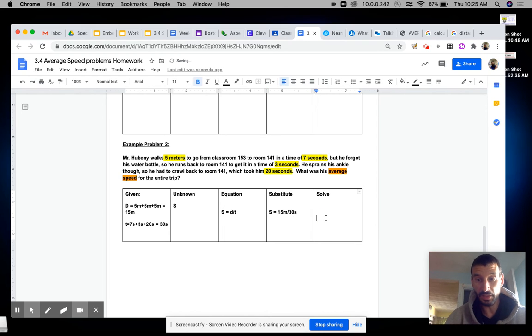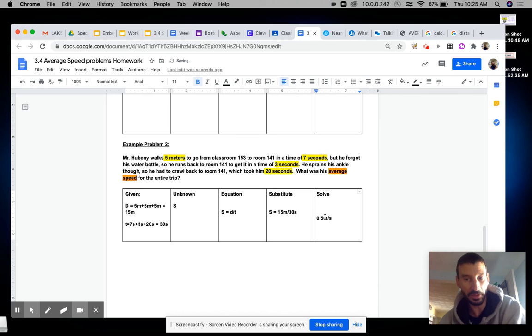So 15 divided by 30. Notice it's not 30 divided by 15. Some students always want to put the bigger number first, but actually the 15 goes first. 15 over 30, 15 divided by 30. When you divide 15 by 30, that would be a half, or 0.5 in decimal form.